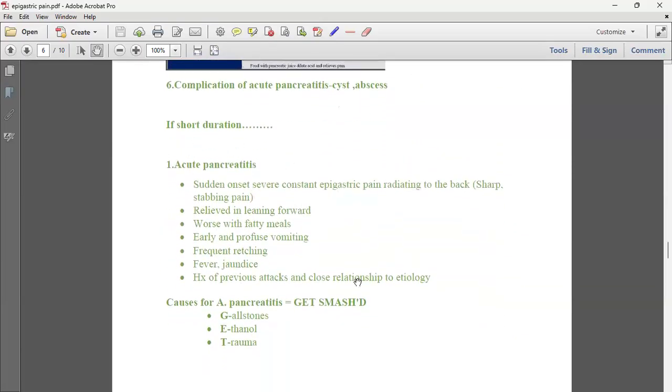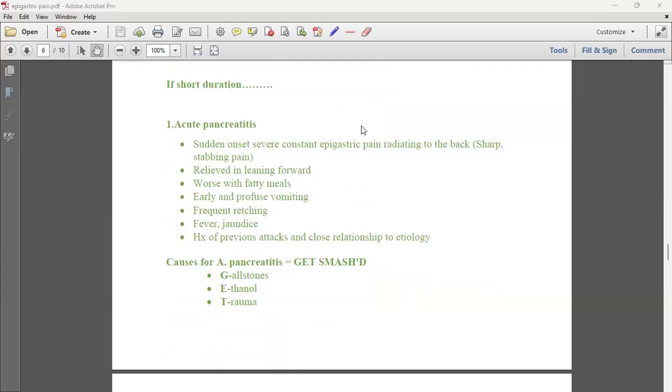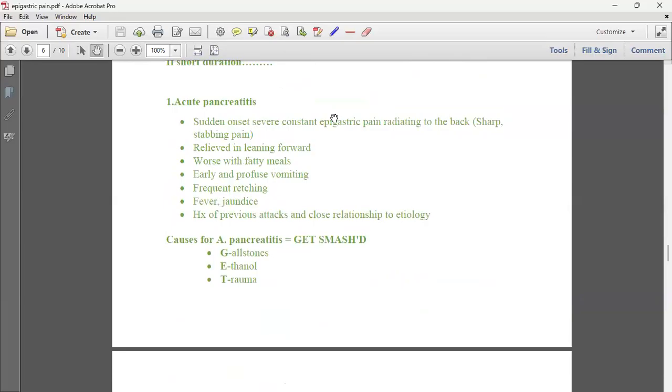If the epigastric pain is of somewhat short duration, we definitely have to exclude, in a surgical long case, acute pancreatitis. I put it first because that's the topic we're discussing today. It will be sudden onset, severe, constant epigastric pain radiating to the back, relieved when leaning forward, and worse after meals. There is early and profuse vomiting.